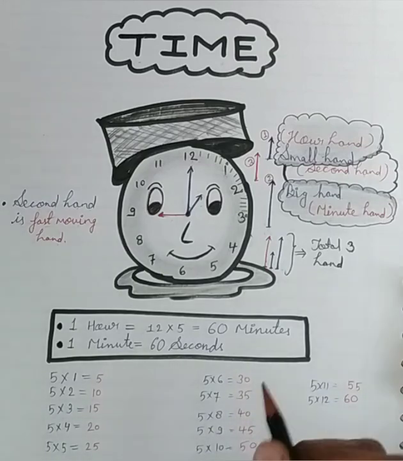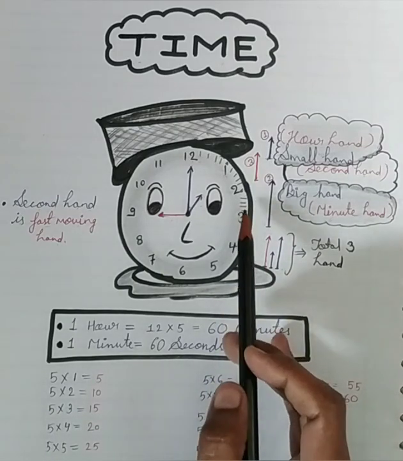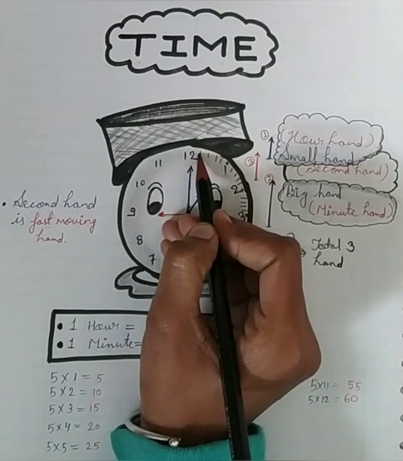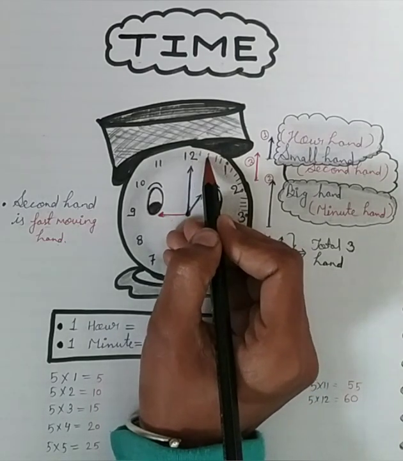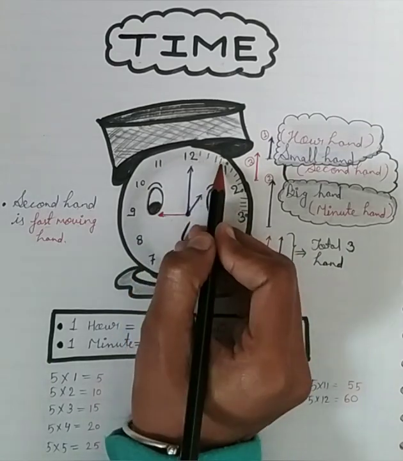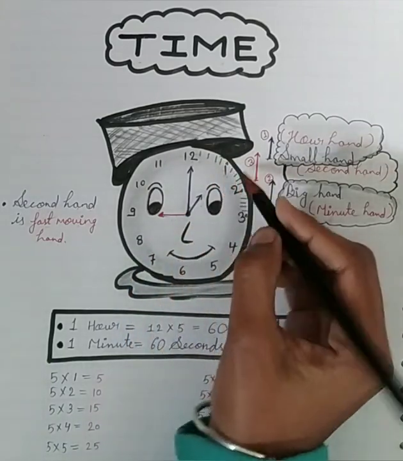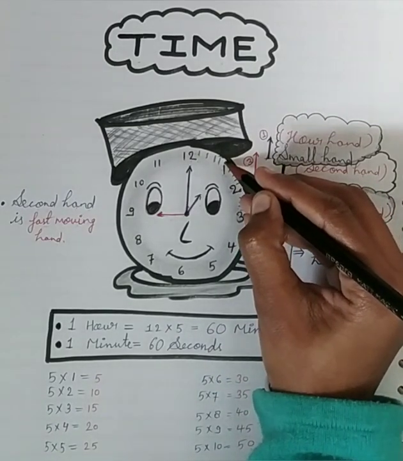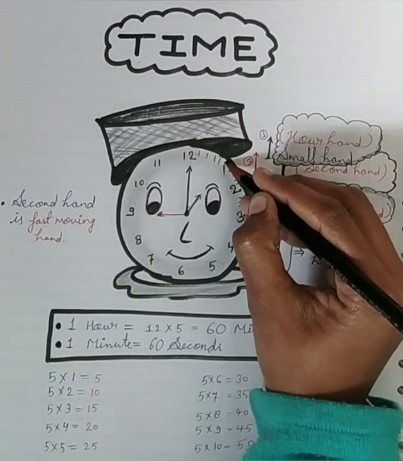And it shows minutes. If we talk about the first small section, it means 1 minute. Second, 2 minutes. Third section, 3 minutes. Fourth section, 4 minutes. And if we reach here, it is 5 minutes, we have completed 5 minutes.